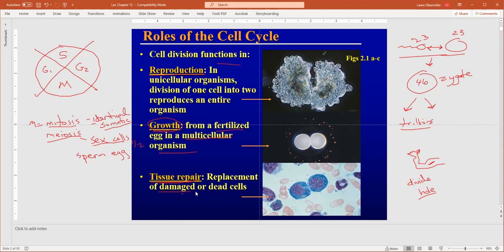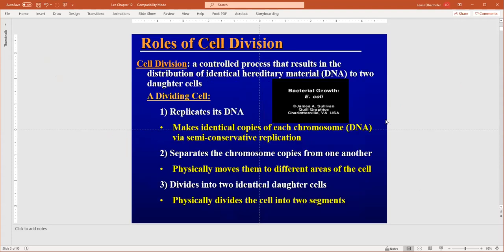And so repair of tissue is really important. You have to replace damage or even cells that are dead. This could happen from getting something as simple as a sunburn or an actual burn. All right, so those are the roles of the cell cycle. The reason that cells go through this is either to do mitosis, which would involve growth and tissue repair, or meiosis, which would involve reproduction.